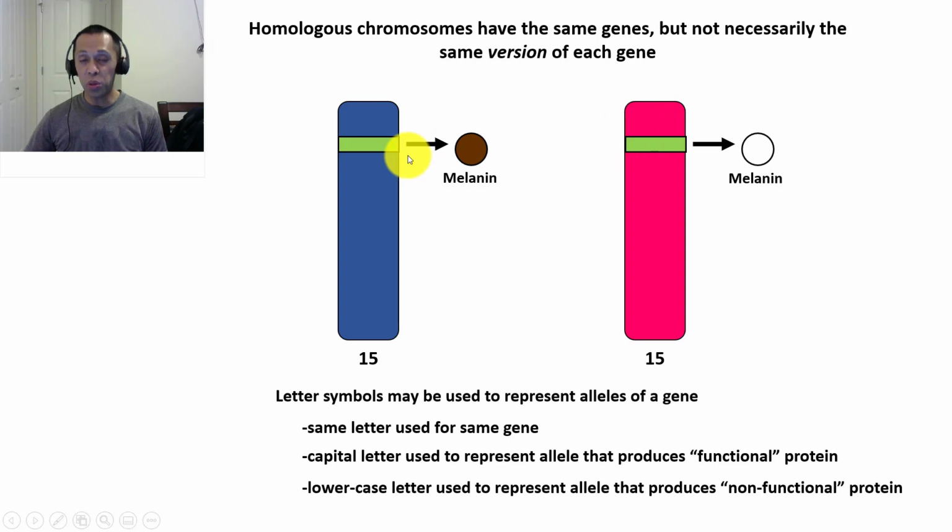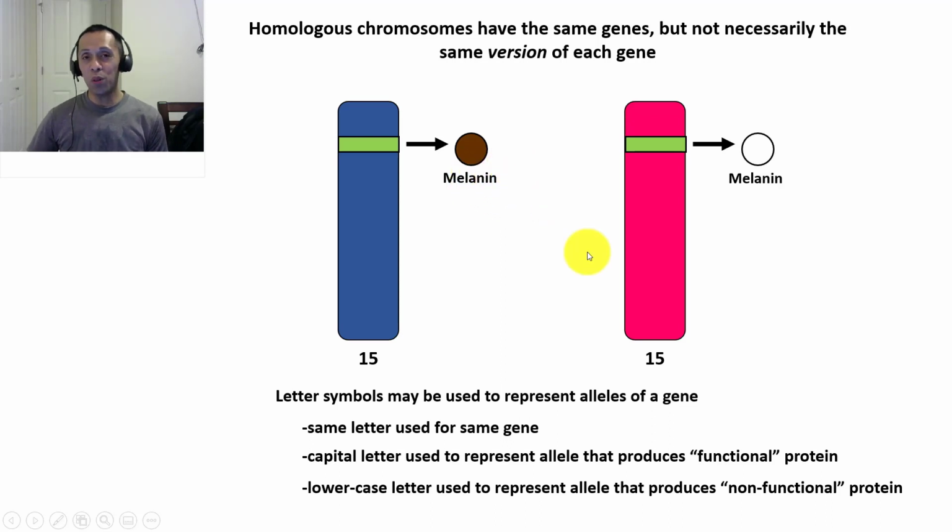We see that there are actually two different versions, or two different alleles, for that gene. Let me back up and say that because we're looking at just one gene here, the one that encodes for melanin, you would use one letter to represent that gene. For example, someone might choose the letter M to represent the gene that encodes for melanin.